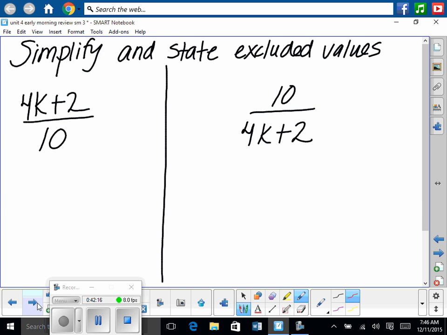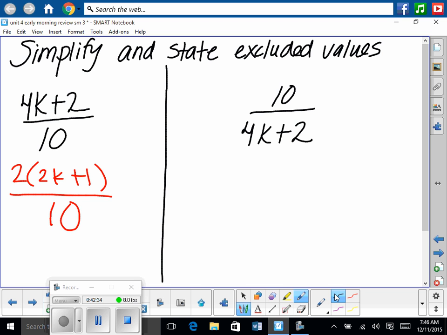Okay, simplify and state the excluded values. You guys, with simplifying this, you've got to factor the top, factor the bottom first. So we factor this. We pull out a 2. Left is 2k plus 1. Everybody's following me. I have to go through these fast. We have 15 minutes. Divide now, because this is being multiplied, you can divide them out, right?